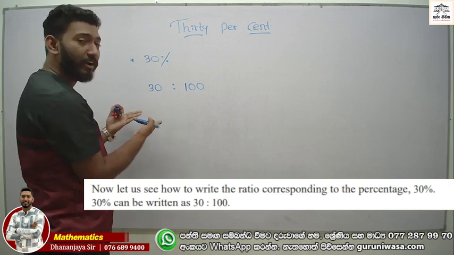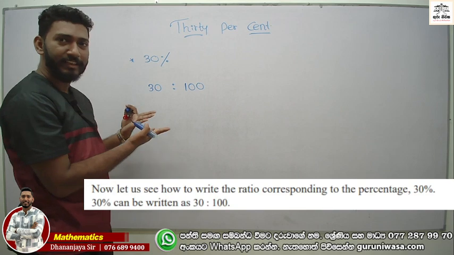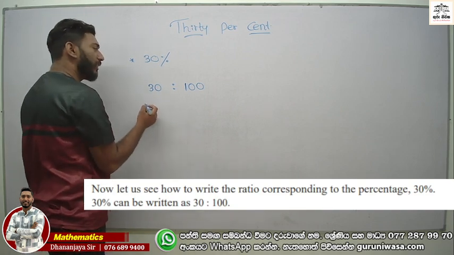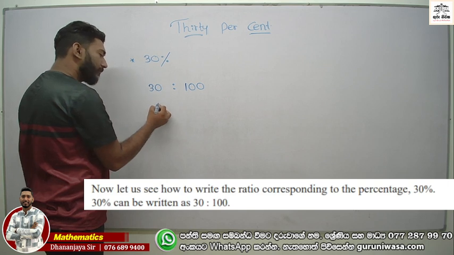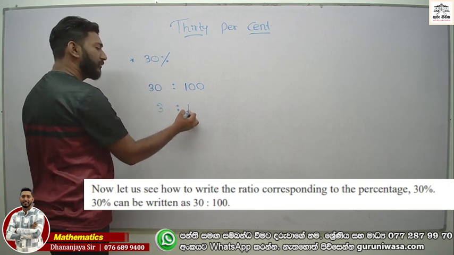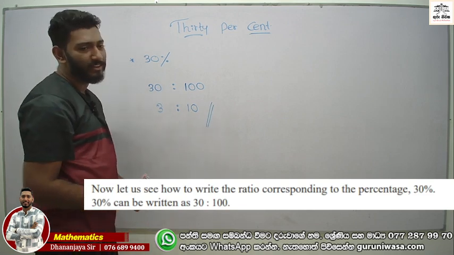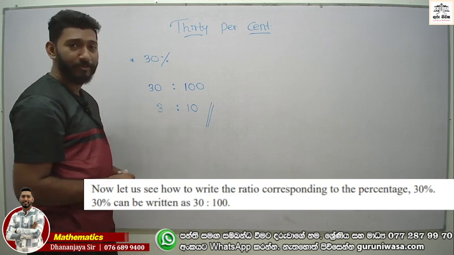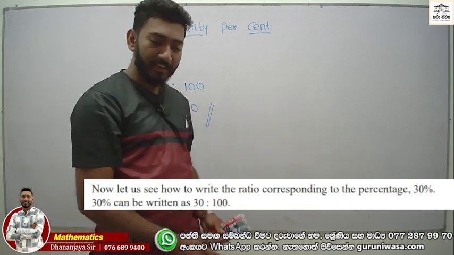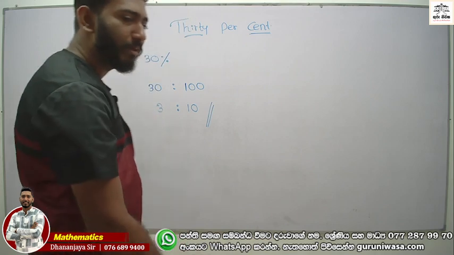Now, you can write it in a simple form. We discussed that in the earlier lessons, right? Now, how to simplify? 10 times 3 as well as 10 times 10. Now, this is the final answer, 30%, right?